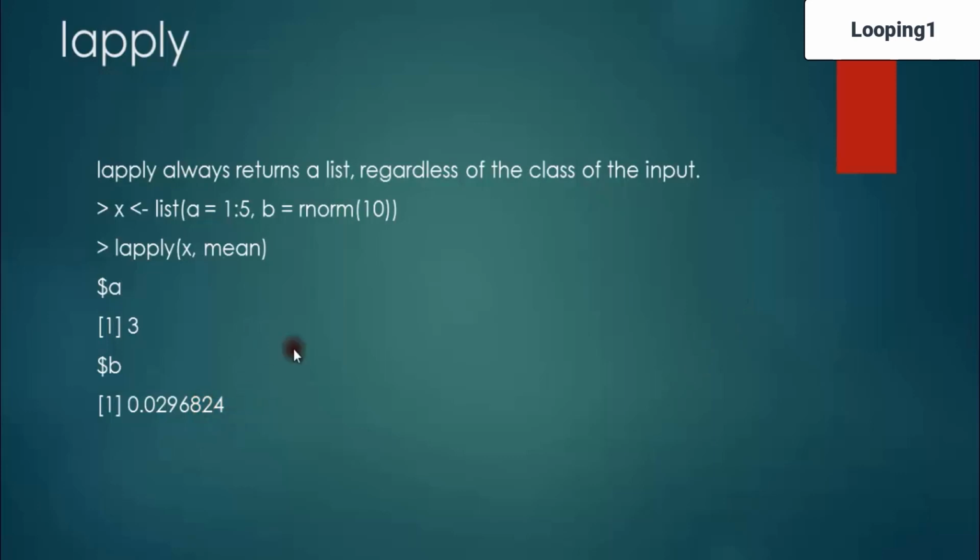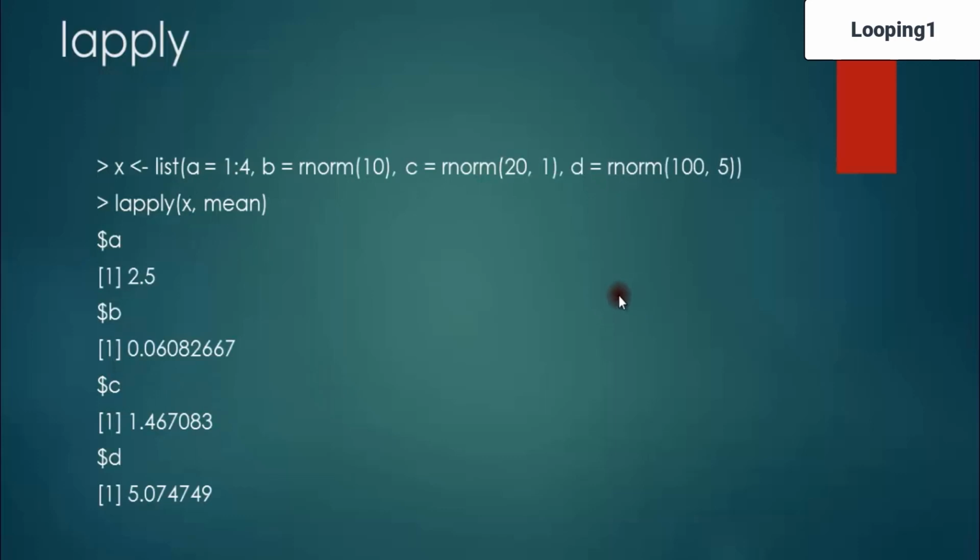The answer is different here because the random variables might be different from the earlier case. Again, we have a list of 1 to 4, rnorm of 10, rnorm of 20 with mean equal to 1, and rnorm of 100 with mean equal to 5. When you apply lapply of x comma mean, the function is applied for each of the elements and you get the mean for each of the variables. So this is the use of lapply. You can run the for loop in the command line itself.